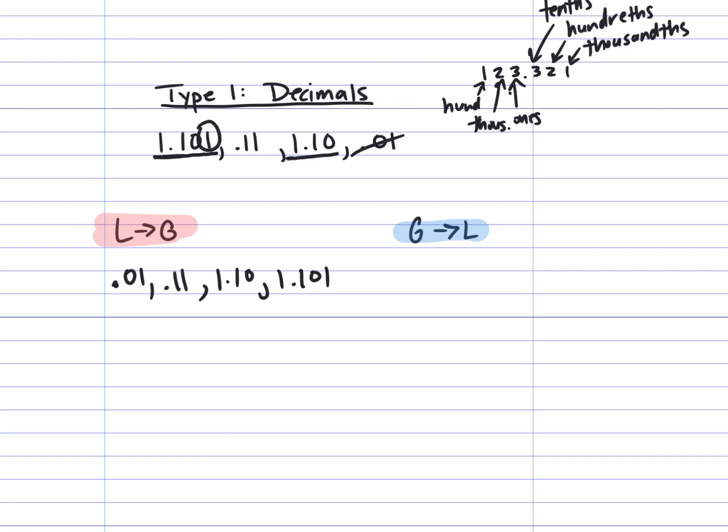So that's least to greatest. Greatest to least is just the opposite. So we're starting with the largest number, and we've already shown that to be 1.101, then 1.10, 0.11, and the smallest, 0.01. So place values: pay attention to them.